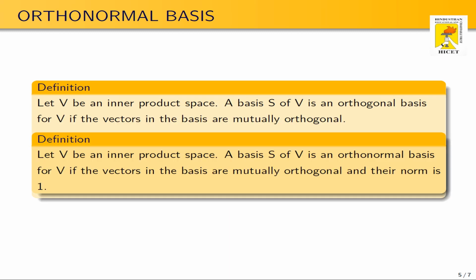Next, the definition of orthogonal basis and orthonormal basis. Let V be an inner product space. We can say S is an orthogonal basis if any two vectors are orthogonal. In a similar way, the orthonormal basis: let V be an inner product space, we can say S of V is an orthonormal basis for V if the vectors in the basis are mutually orthogonal and their norm is 1.